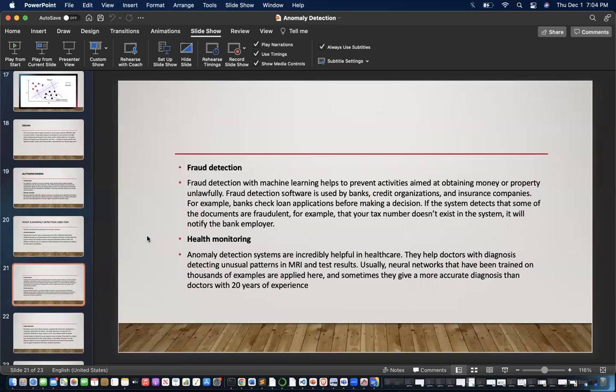Fraud detection. Machine learning helps to prevent activities aimed at obtaining money or property unlawfully. Fraud detection software is used by banks, credit organizations, and insurance companies. Health monitoring. In health monitoring, these methods are incredibly helpful in healthcare. They help doctors with diagnosis, detecting unusual patterns in MRI and test results. Usually, neural networks that have been trained on thousands of examples are applied here.